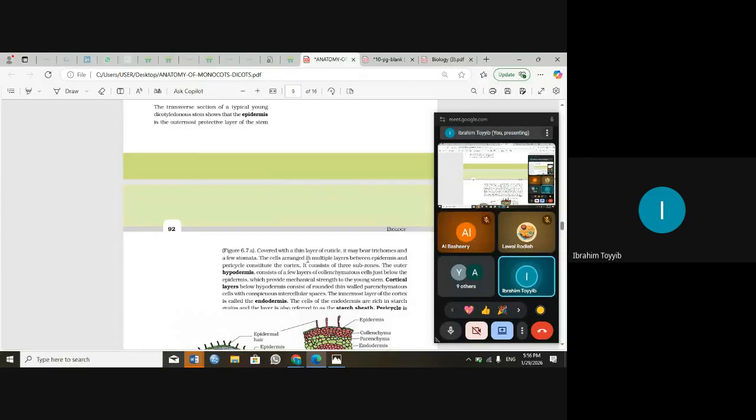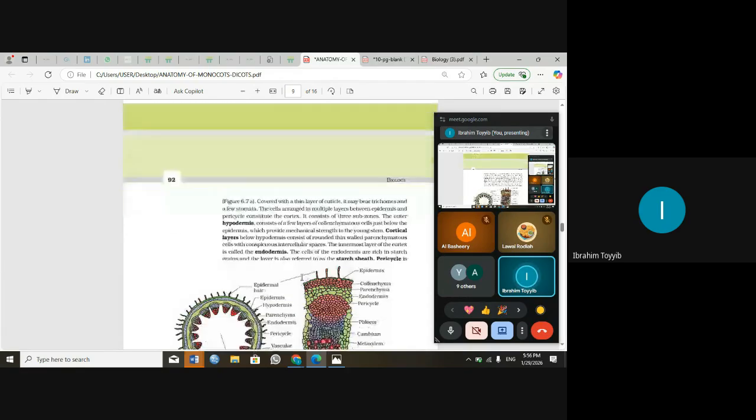The cells arranged in multiple layers between the epidermis and pericycle constitute the cortex. So these tissues, collenchyma, parenchyma, and endodermis, that are in between the epidermis and pericycle, make up the cortex in stem.